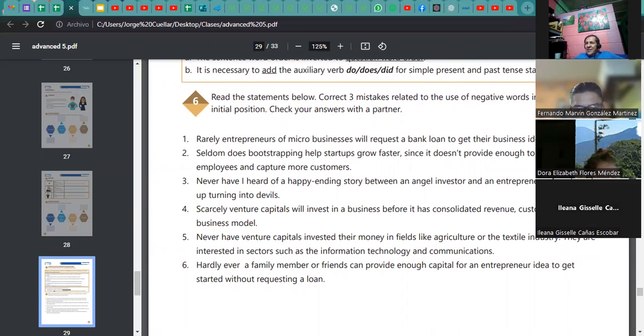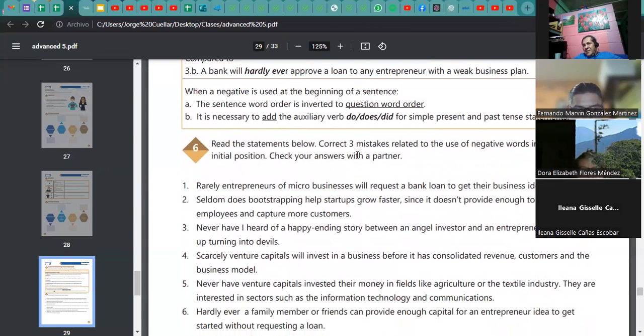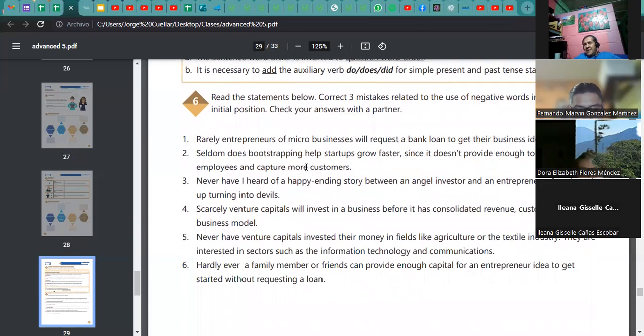The confusion for me is because it's already using will in the middle of the sentence. Yes, but if you use the auxiliary, I think really will entrepreneurs of microbusiness request. I think that is the correct way. So will is going to be after that one. As a regular question, will, and then the subject: rarely will entrepreneurs of microbusiness request advance. Exactly. That will be it, and the rest is the same. So we did the first one, I guess. I'm going to give you a few minutes to check that one. Okay.